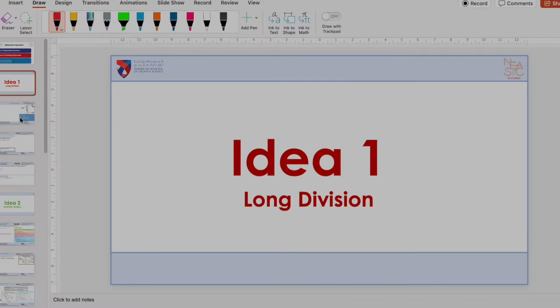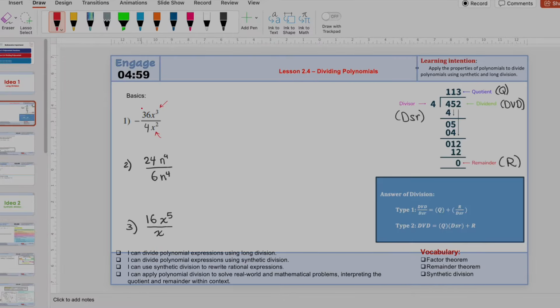Before I start with long division, I want to recall with you some basics that you need to divide properly. Starting off with how can I divide one term by another term. You always divide the numbers together, so I have 36 divided by 4, it's going to be 9. Don't forget the negative, there is a negative here.